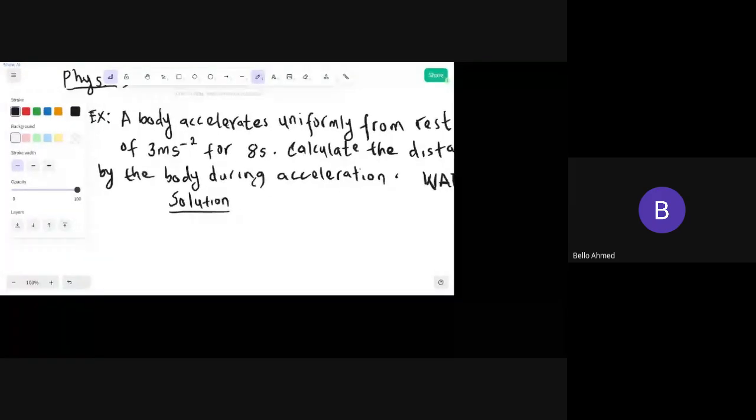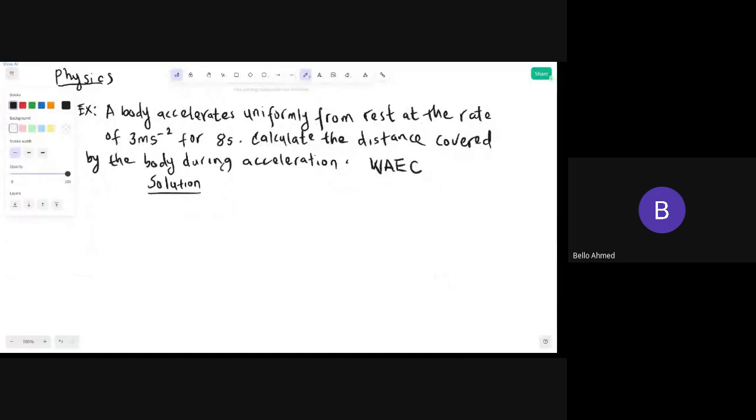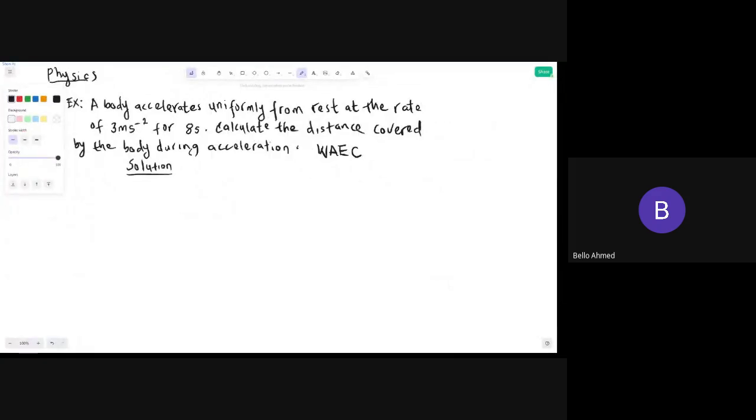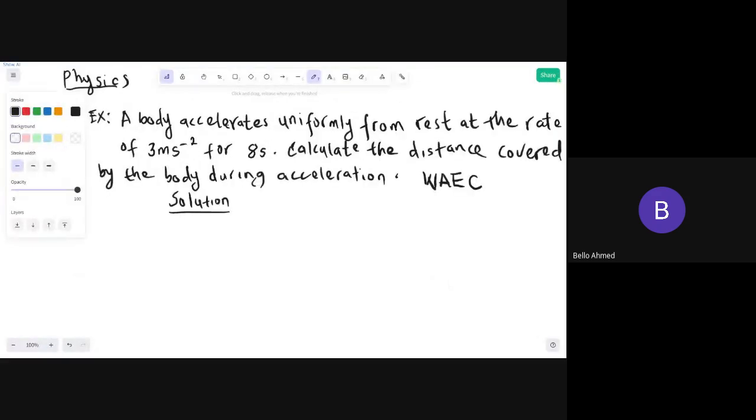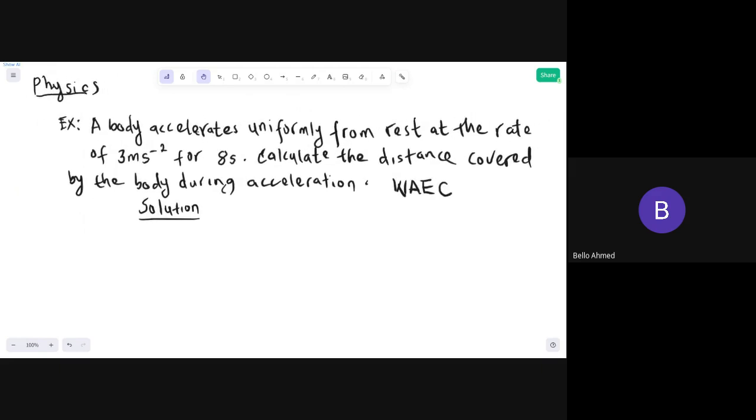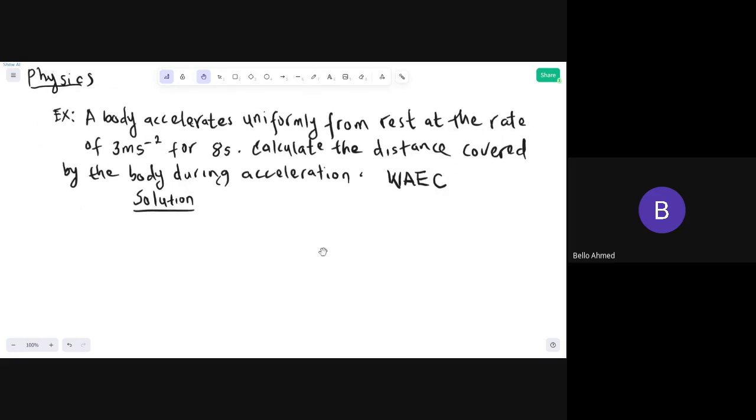Good day, everyone. I want us to quickly solve this problem on motion. If you look at this problem, you discover that this is a problem on equation of motion. We are going to use one of the equations of motion to solve. Let us read the question first.